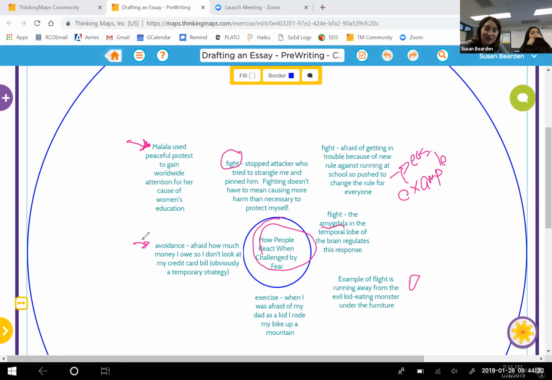And let me see if I can figure out how to get back to my chat because I see there are more things going on in our chat. Okay, so no questions. Excellent.